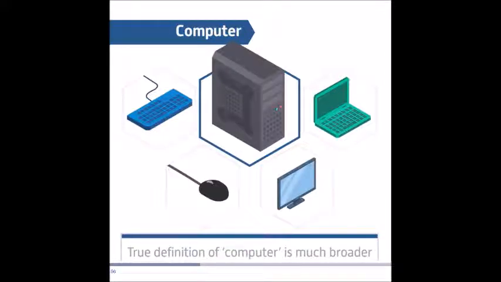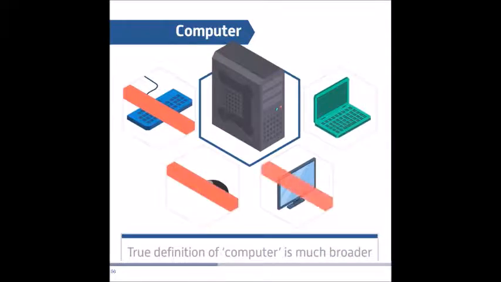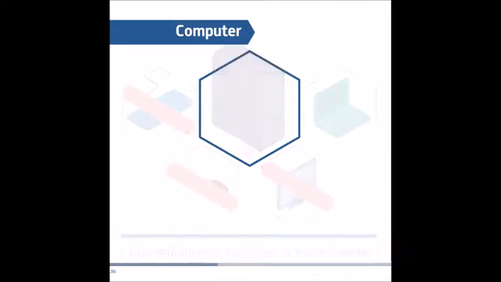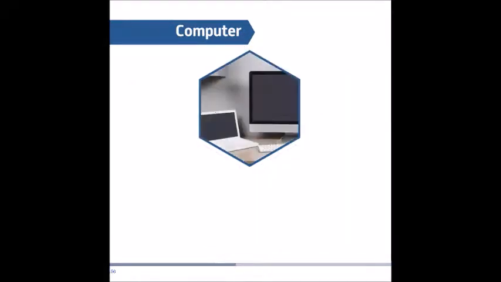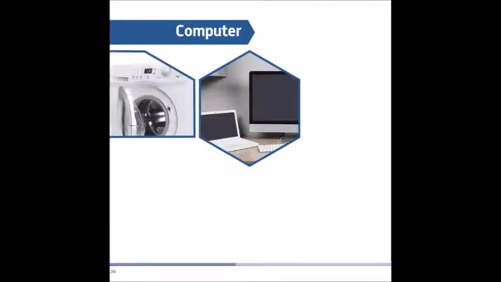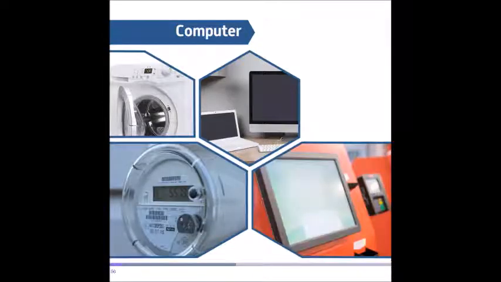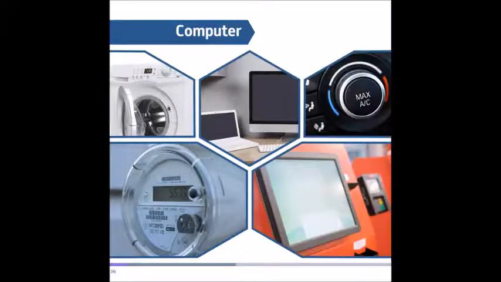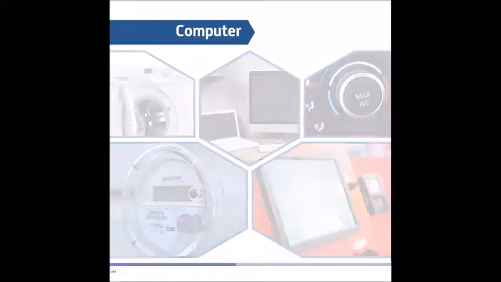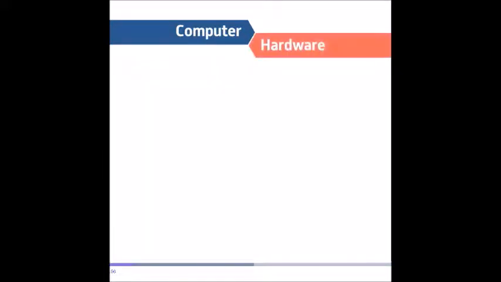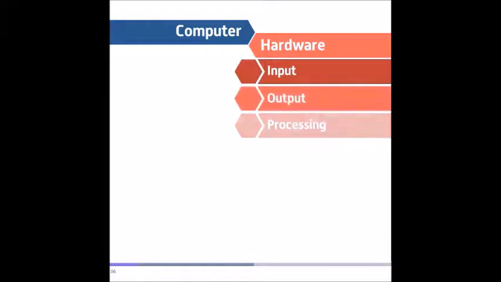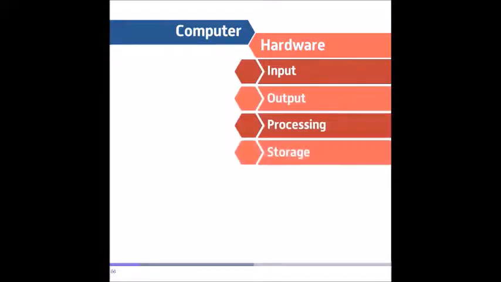It's possible to have a computer that doesn't have a keyboard, a mouse, or a screen. Millions of such computers exist all over the world. In fact, while desktop and laptop machines are definitely computers, so too are washing machines, utility smart meters, supermarket self-checkouts, and climate control systems in vehicles. All computers have a number of common hardware elements, which are input, output, processing, and storage.